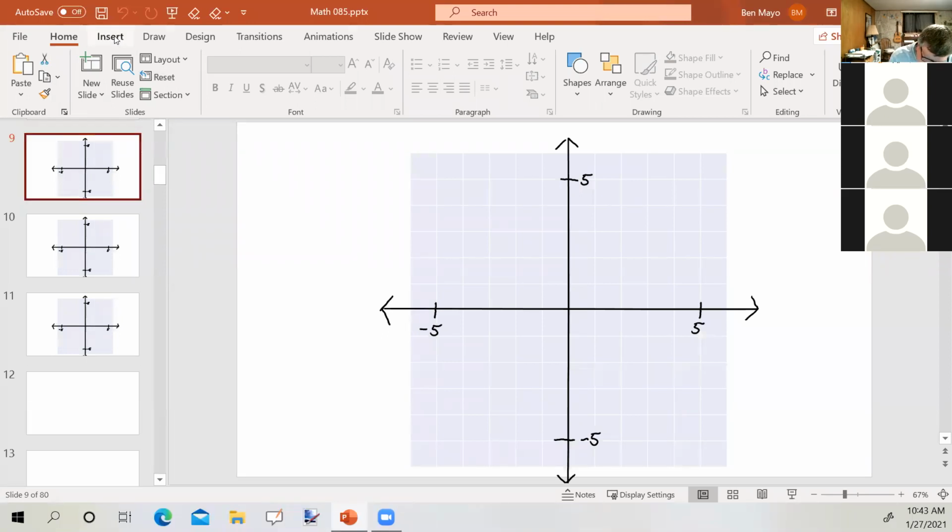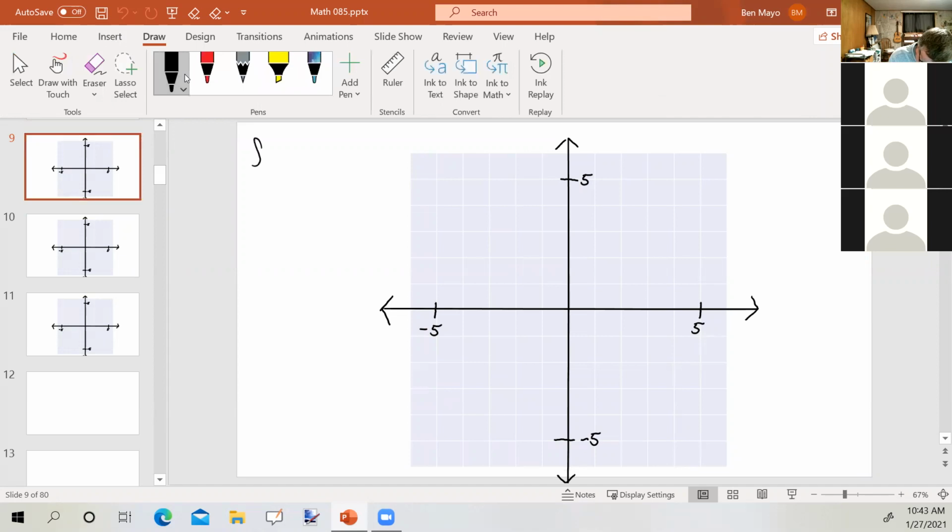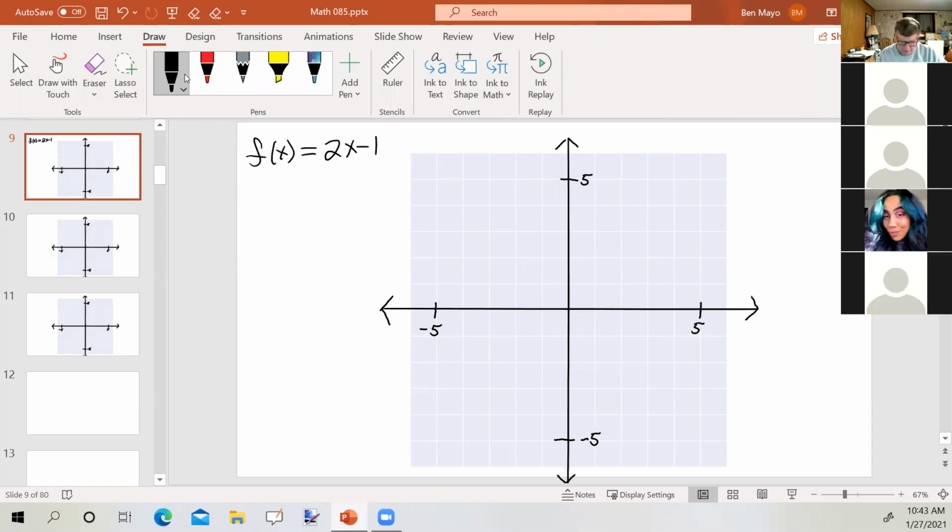So we have f of x equals 2x minus 1. Can everybody see my screen that I'm writing on? Yes. Okay, all right. This is in slope-intercept form, y equals mx plus b. So the slope of the line is 2 and the y-intercept is negative 1. The slope is 2, so we're going to go up 2 over 1, up 2 over 1, up 2 over 1.